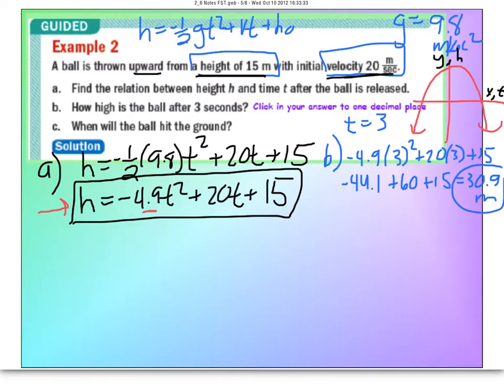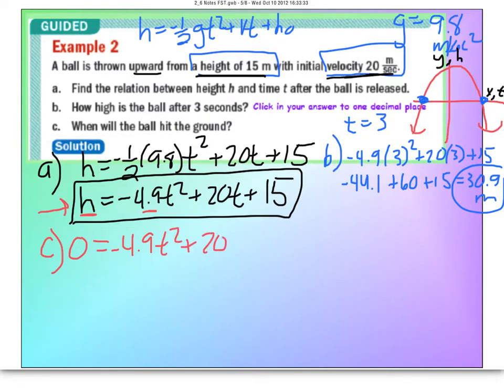So when is the ball going to hit the ground means when is the y value going to be at 0. Well, the y values are going to be at 0 at this x-intercept and at this x-intercept. Recall, to find the x-intercepts, x-intercepts happen when y is 0. So all you have to do for part C is set y equal to 0, or in this case, h equal to 0. So when we do that, here's what we get.